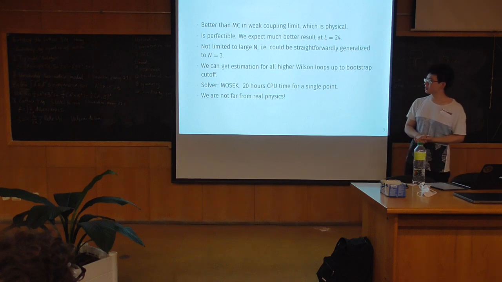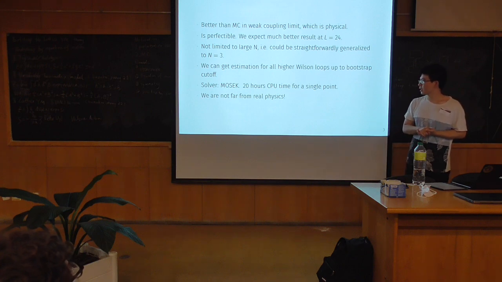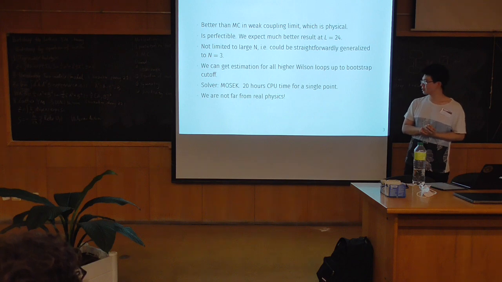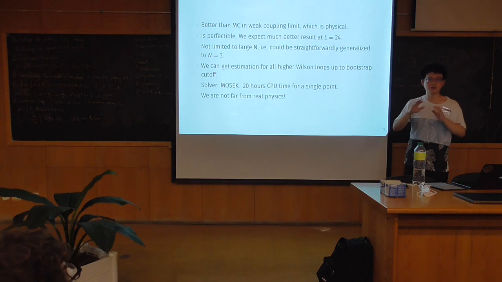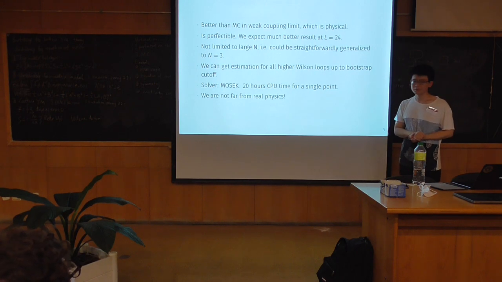The third point is that this is not limited to large N. We can actually do finite N bootstrap. What's more, we can get estimates not only for the plaquette, the black hat average, but also for higher Wilson loops up to a cutoff. For the solver, we are using MOSEK. It takes 20 hours of CPU time for a single point. But recently MOSEK has a new release that makes it much more efficient, so it right now takes 2 hours. The previous version was not parallelized for unknown reasons, but right now it is parallelized. The final remark is that we are not really far from real physics here.